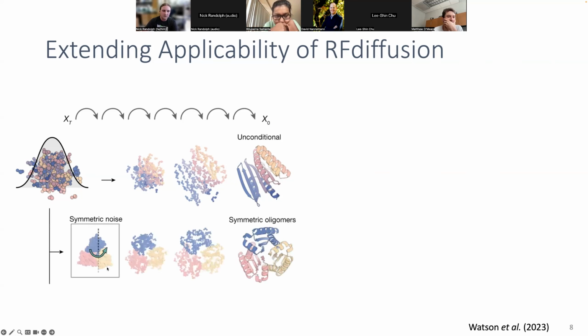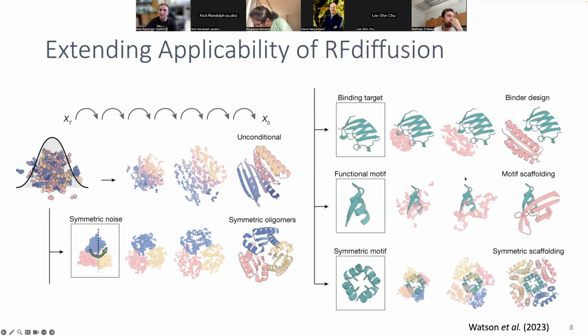The first thing they did was symmetrize the noise. If we take our noise distribution and duplicate it a couple times, in this case 3 times, and then symmetrize it using the symmetry group C3, then we can have RFDiffusion produce a symmetric oligomer. These are aligned, symmetrized around the z-axis, and RFDiffusion does a pretty good job at denoising them symmetrically as well. And we'll see how they do that specifically.